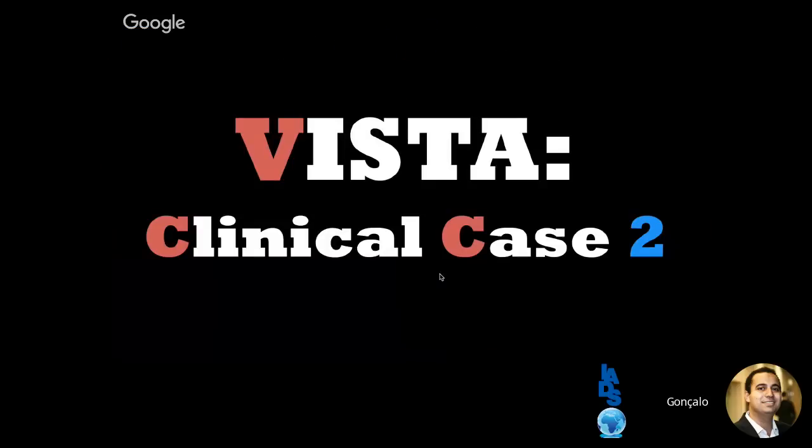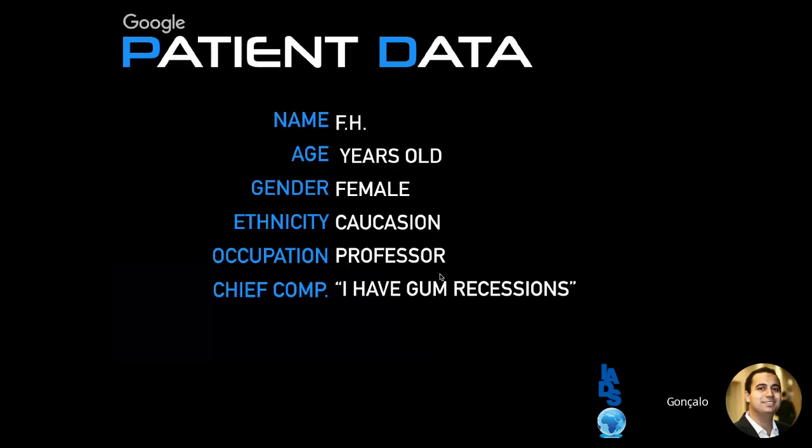So for my second case of VISTA, I'm going to show a more challenging case. A case where we have attachment loss, so it's not a Miller class 1, but in this case a Miller class 3. It means that it's harder to have complete root coverage, and in many cases you don't have complete root coverage. You have partial root coverage.